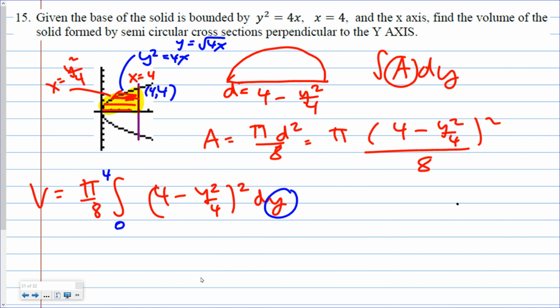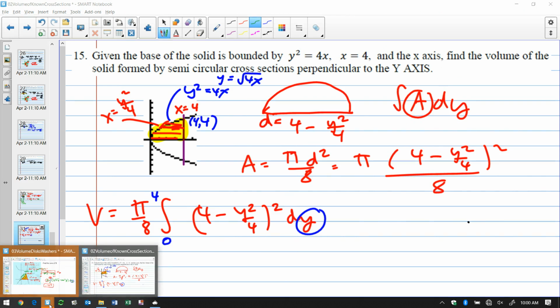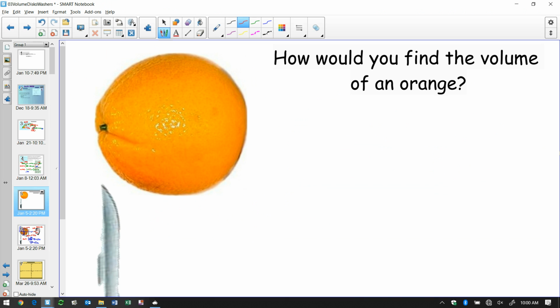Go ahead and open your folder to the third part. We're going to look at volume of a disc. Really, volume of an orange, AKA. Let's look at volume of an orange. So I've got this orange here. What I'm going to do is I'm going to slice it. We sliced it in first period, and we didn't do a very good job. But just FYI, it's okay.